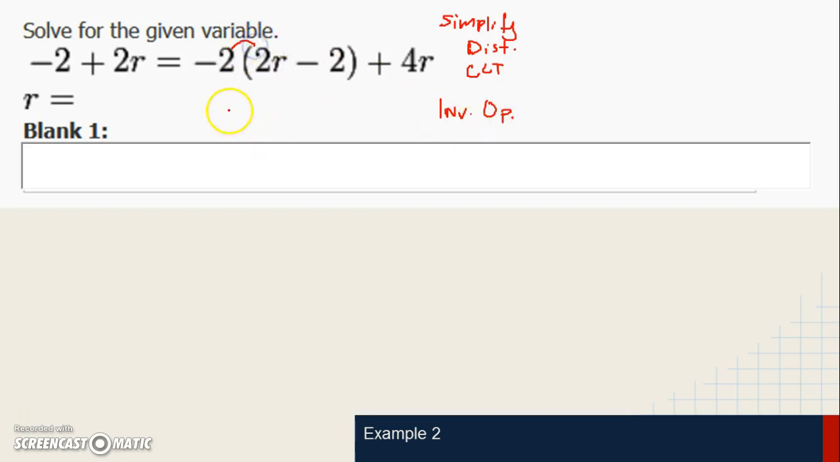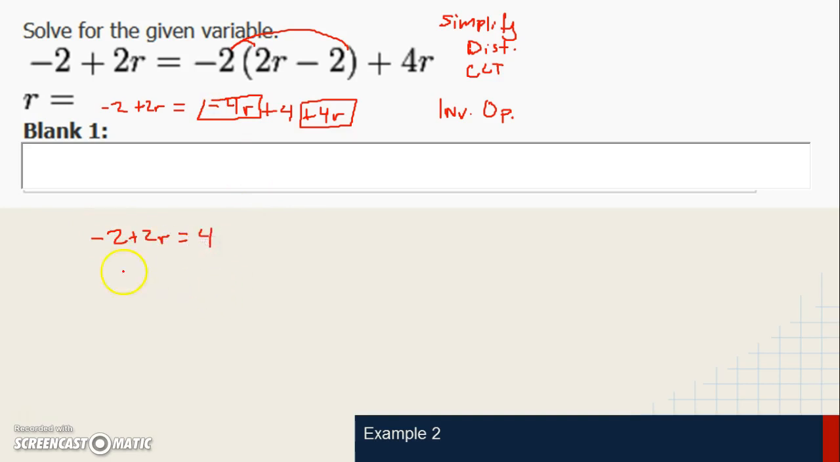Negative 2 times 2r is negative 4r. Negative 2 times negative 2 is positive 4. And I still have this 4r over here. That equals negative 2 plus 2r. Well, when I combine like terms, my 4r and my negative 4r combine to 0. So now I'm left with negative 2 plus 2r equals 4.